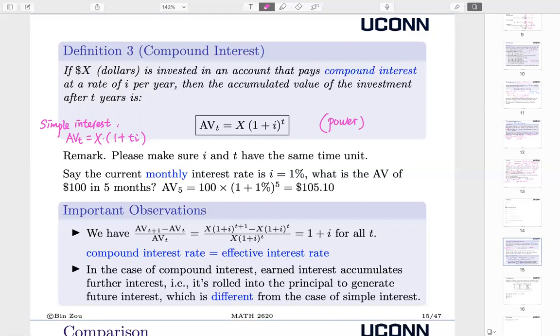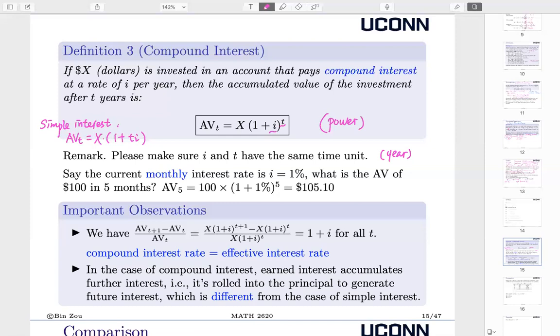Remark, please make sure that the interest rate and your time span have the same unit. Most of the time, we will have the time unit of one year for the interest rate, but sometimes T is not in the unit of year, so we will have to convert it into the unit of year, which we already did in the simple interest section.